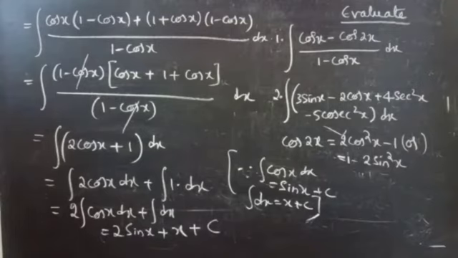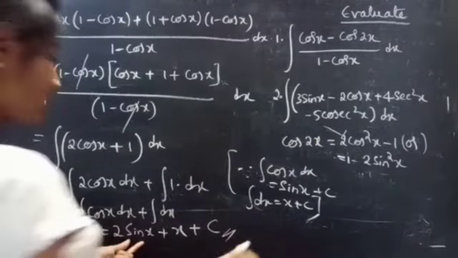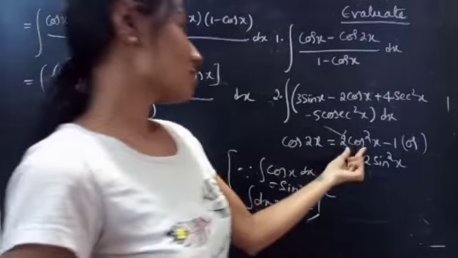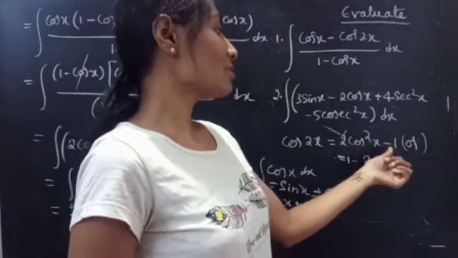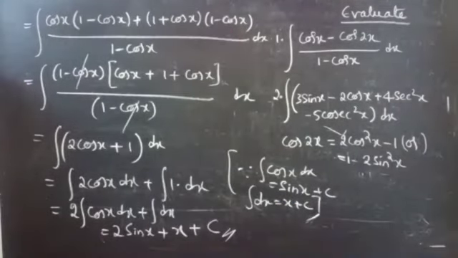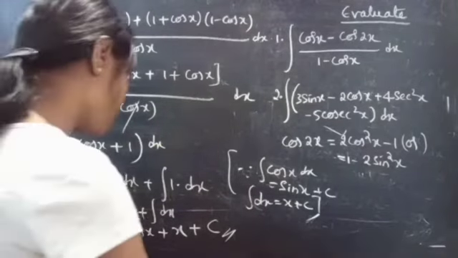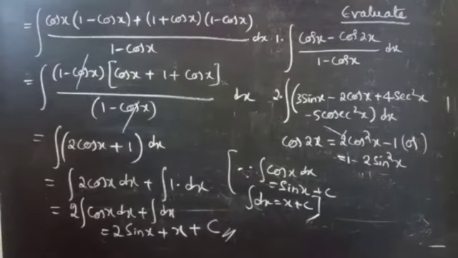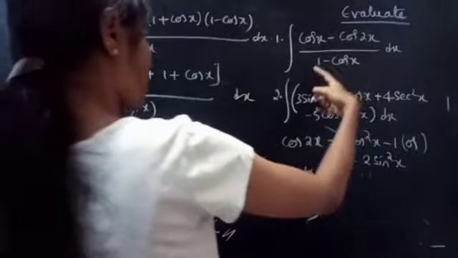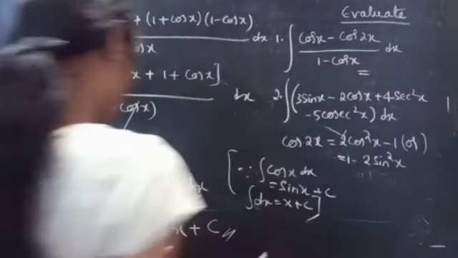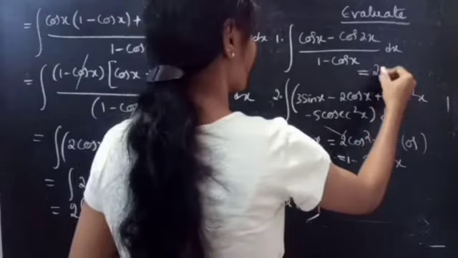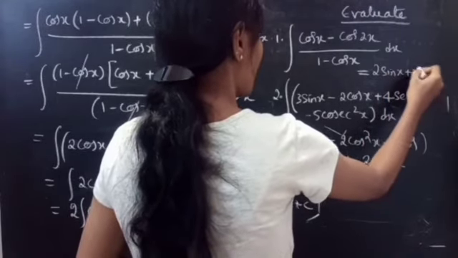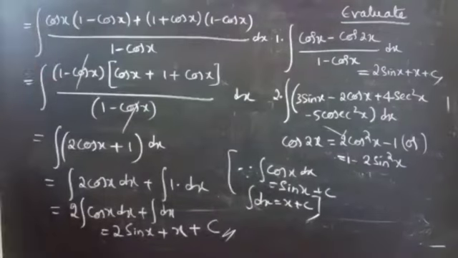Okay, same. We got the same answer while using cos x equals 2 cos square x minus 1. So you can use either of these two formulas. Therefore, integral of (cos x minus cos 2x) by (1 minus cos x) is equal to 2 sin x plus x plus c.